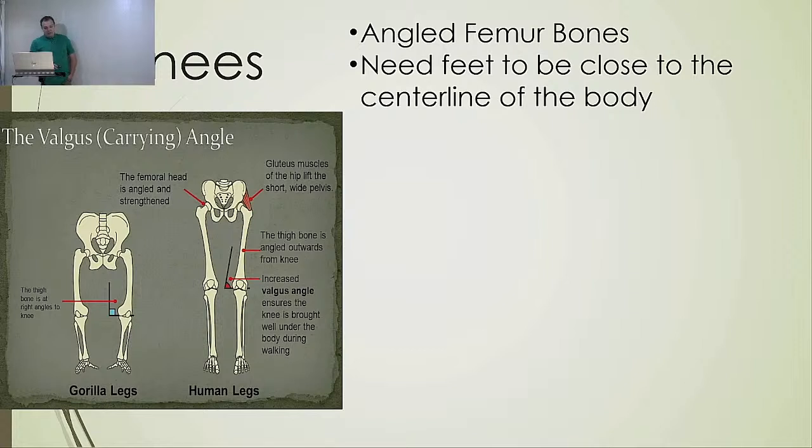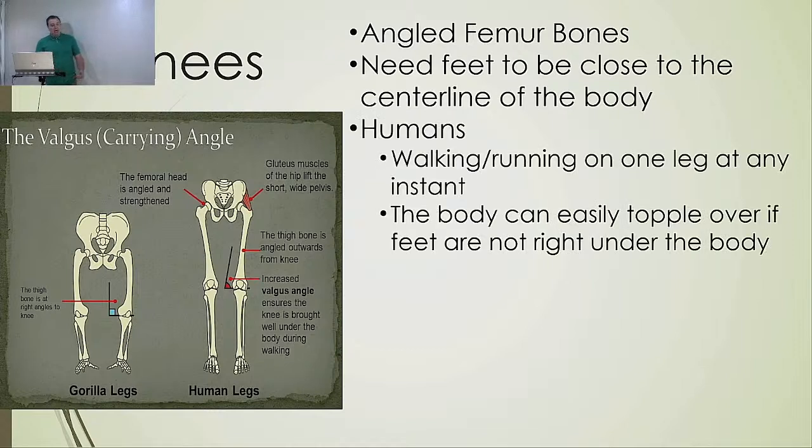And now for the knees. The knees are very specially designed for two-legged movement. For one instance, we have an angle to our knees. We need to have our feet close to the center line, the center of our body mass. So whenever we're walking, we're going to be spending a lot of time on one leg as we lift the other to move it forward.